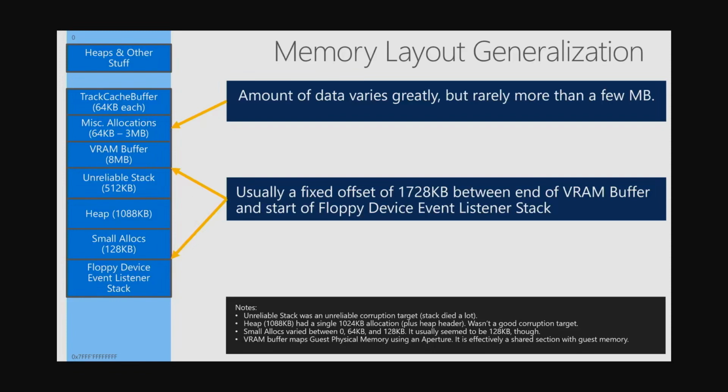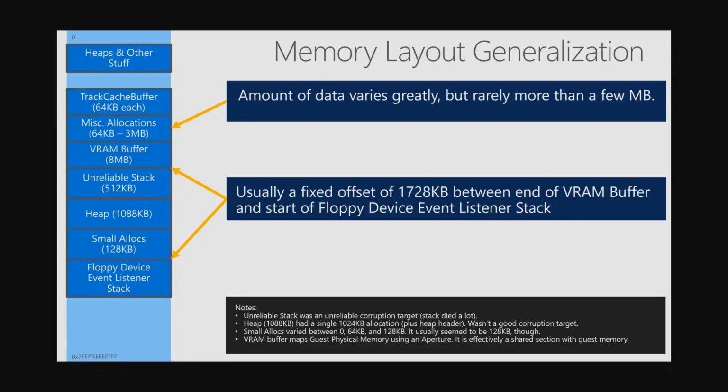So near the top, we have the track cache buffer. And after the track cache buffer, we have these allocations that I refer to as the miscellaneous allocations. They seemed to be typically anywhere from 64 kilobytes to 3 megabytes. And this immediately messes up my plan because none of these allocations looked like good corruption targets, and there was a totally variable number of them. After that, there was this buffer called the VRAM buffer. It's 8 megabytes big, and I'll talk more about that in a second.